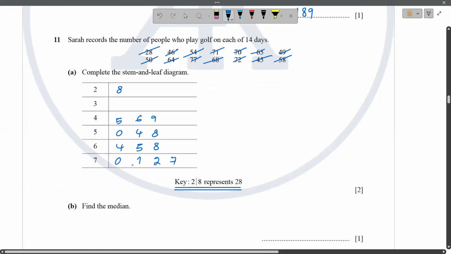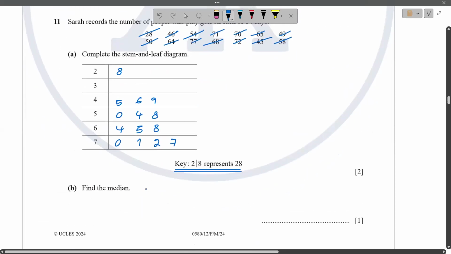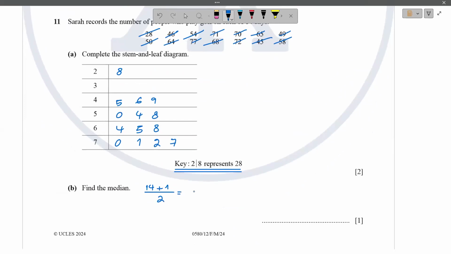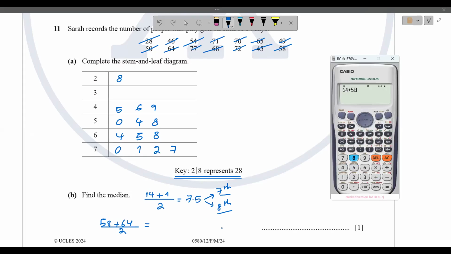Find the median. To find the median, these are 14 days, so I can write (14 plus 1) over 2. So the place will be 7.5. So we have the 7th place and the 8th place. 1, 2, 3, 4, 5, 6, 7, and 8. So it's 58 and 64. 64 plus 58, divided by 2, is 61.